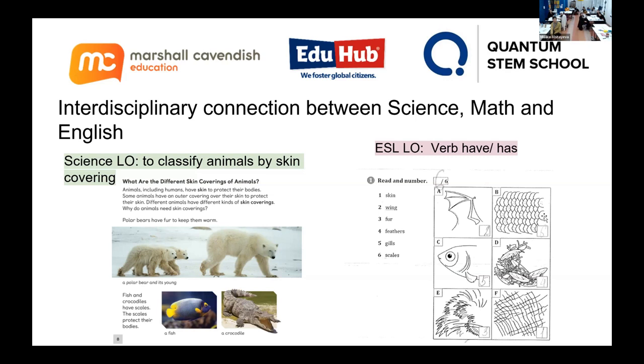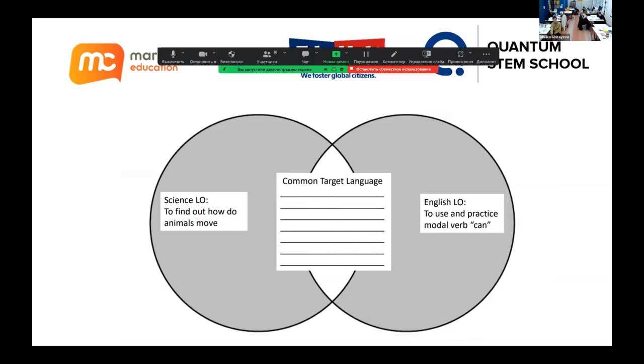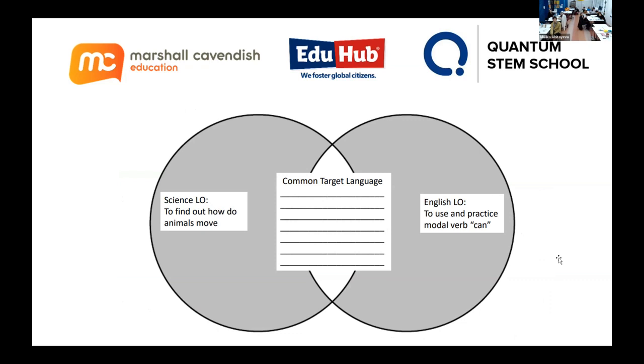Okay, so we have different lesson objectives. Now I'm going to give you some tasks. I have this Venn diagram. You know? So science lesson objective is to find out how do animals move. English lesson objective is to use and practice the modal verb can. You need to find out what is the common target language in those classes.